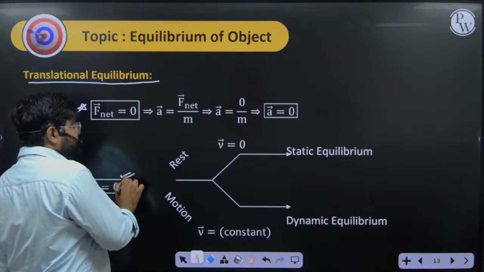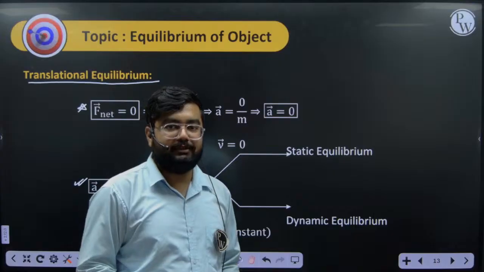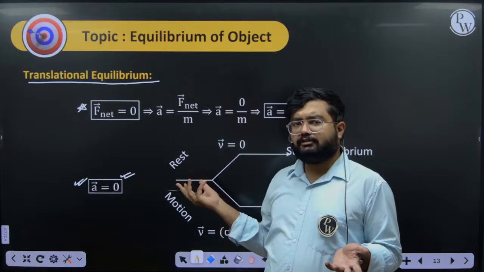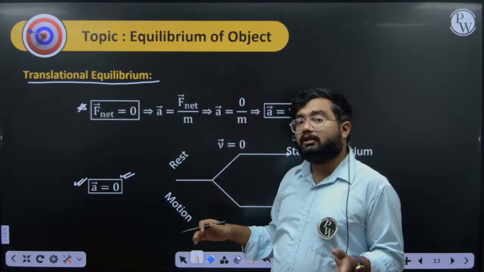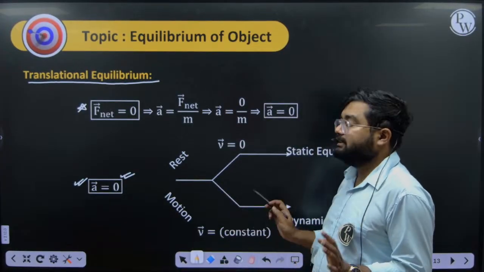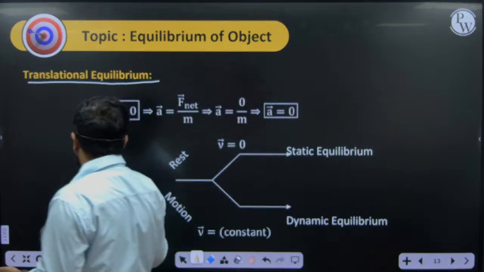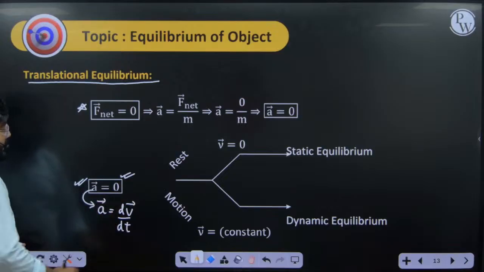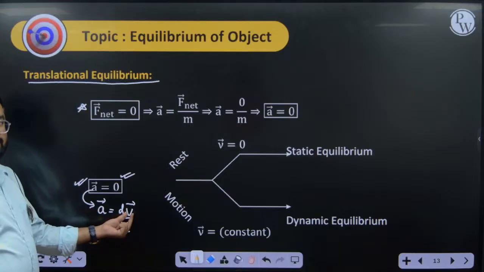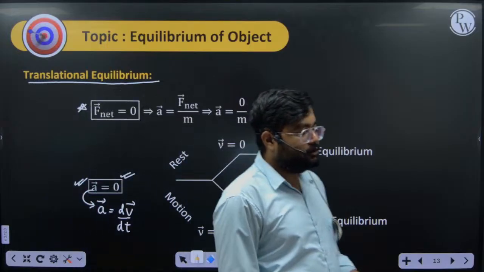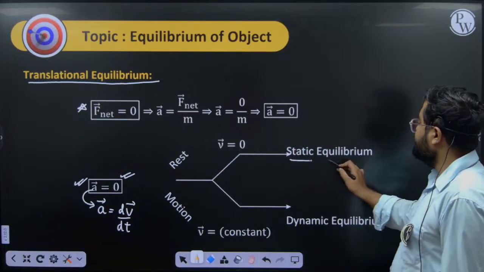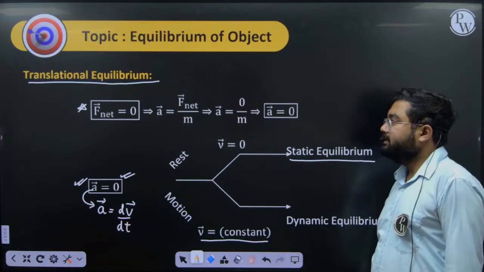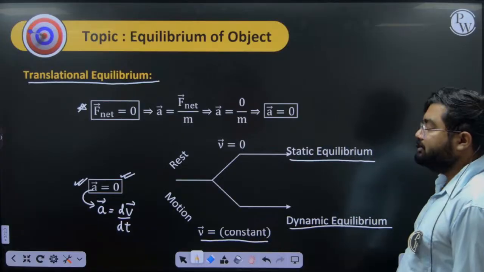Now, acceleration 0 does not mean that the body has to be at rest. Acceleration 0 means either velocity is 0, continuously the body is at rest, or another possibility is velocity is constant, because acceleration is dv/dt. Acceleration will be 0 when either v is 0 or v vector is constant. Okay, so two possibilities. When the body is at rest, the equilibrium has a special term known as static equilibrium. Whereas if the body is moving with constant velocity, then also the body is in equilibrium, and it is known as dynamic equilibrium.